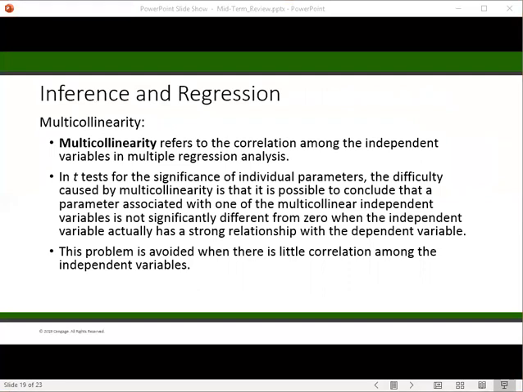Multicollinearity happens with multiple regression, and it refers to the correlation between independent variables in a multiple regression analysis. So you want to have a relationship or correlation between the dependent variable and each independent variable, but you don't want a strong correlation between independent variables. When you get that, you have the problem of multicollinearity.